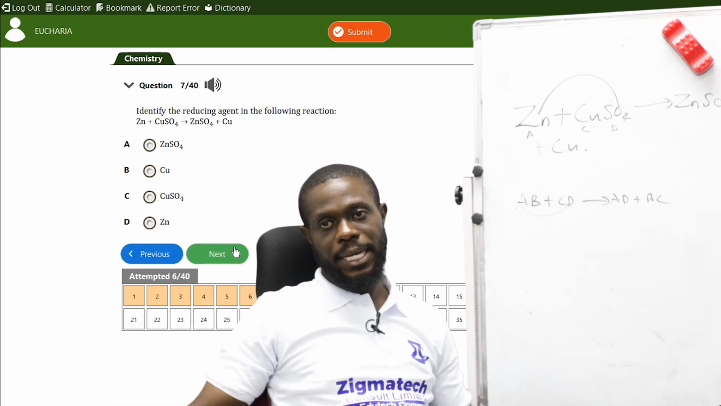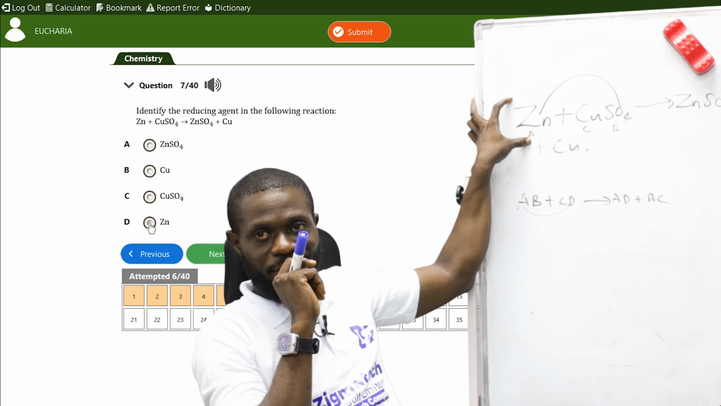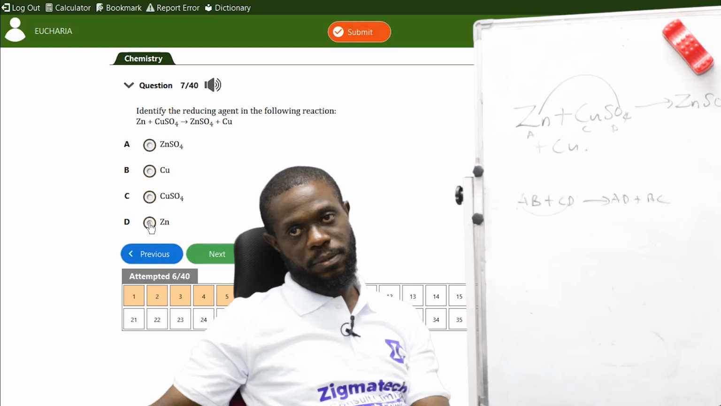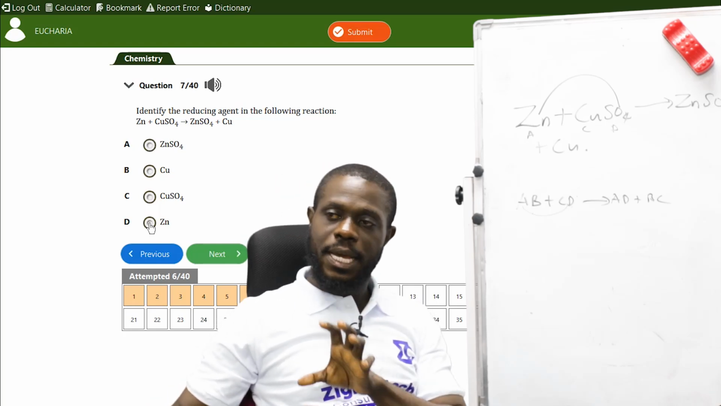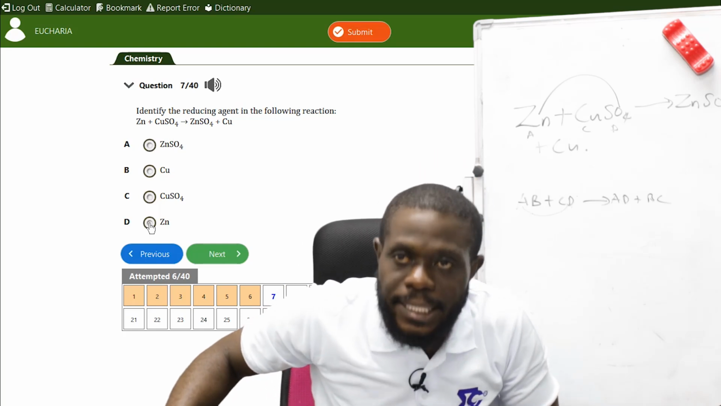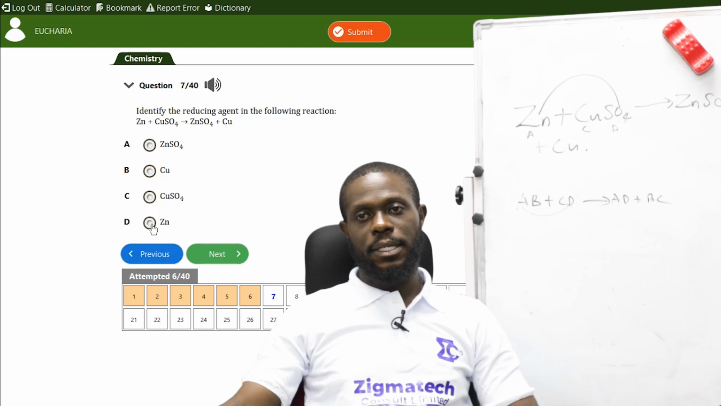The answer will be zinc. That will be the answer, zinc. Because the first element is the one that gains the electrons in reducing agent. While in oxidizing agent, the first element is the one that loses the electrons. So the answer is D, zinc. Let's go to the next question.